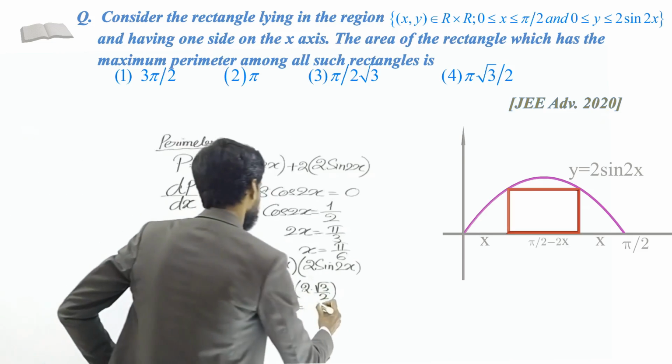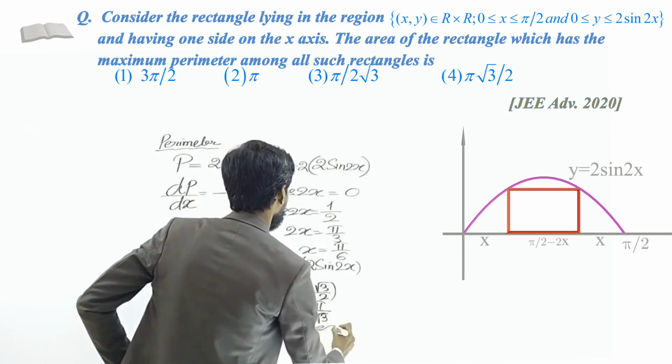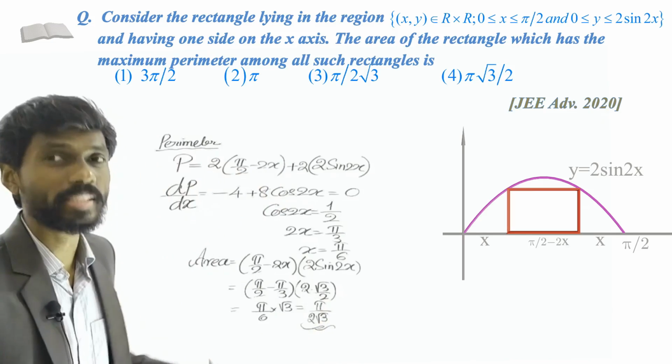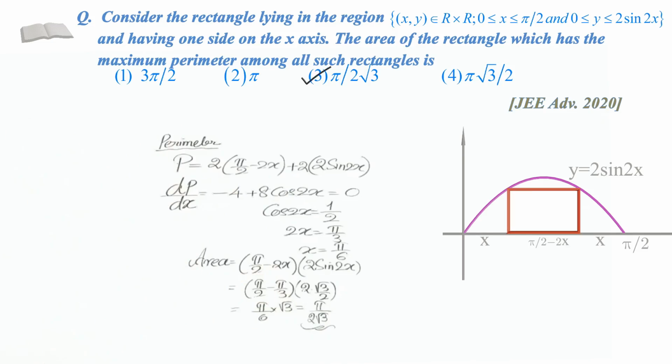So this is pi divided by 2 root 3. So that's it. This is the required area of the rectangle when the perimeter is maximum. Okay, so that is our required answer, pi divided by 2 root 3.